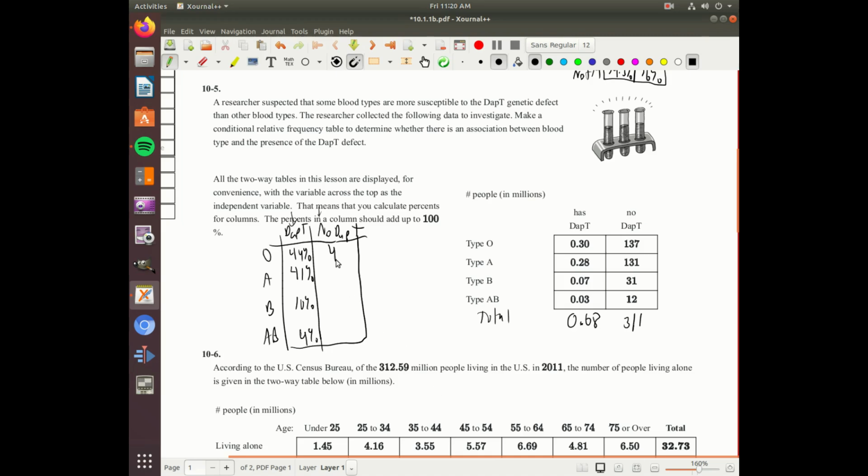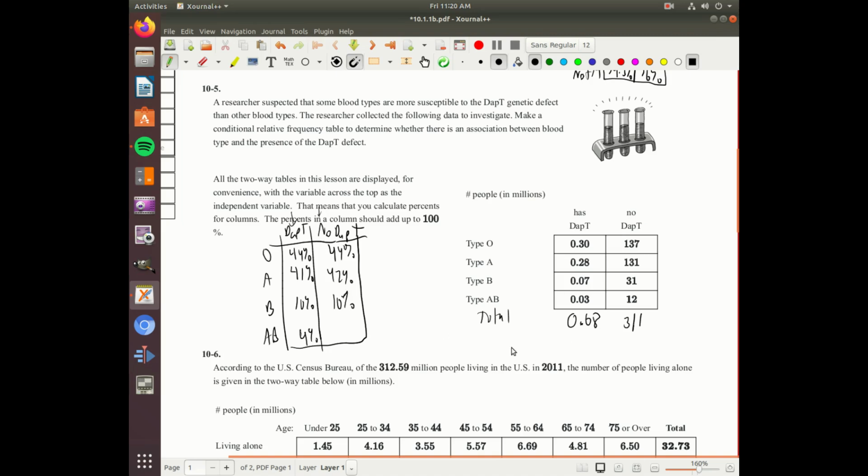So you can see, oh, geez, look, I guess a lot of people have blood type O, and they're not more likely to get DAPT or not based on that. Let's see if that's true for all the other blood types. So on this one, 131 divided by 311 is 42%. So again, off by a little bit, but not by enough that we are concerned that something suspicious is going on.